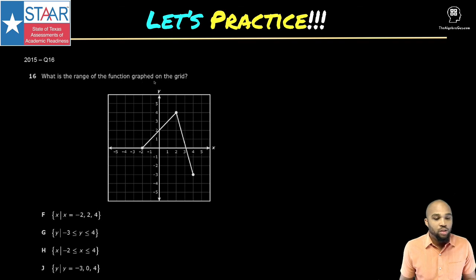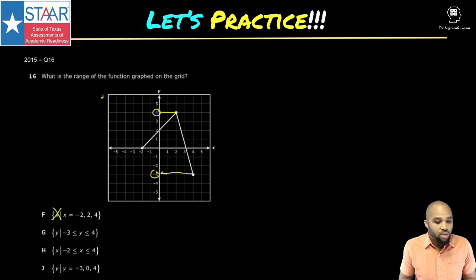What's the range of the function graphed on the grid? So range. So what's the highest and the lowest? The highest is here, right? And the lowest part on this graph is right here. And that's all I'm going to focus on. It's from -3 to 4.